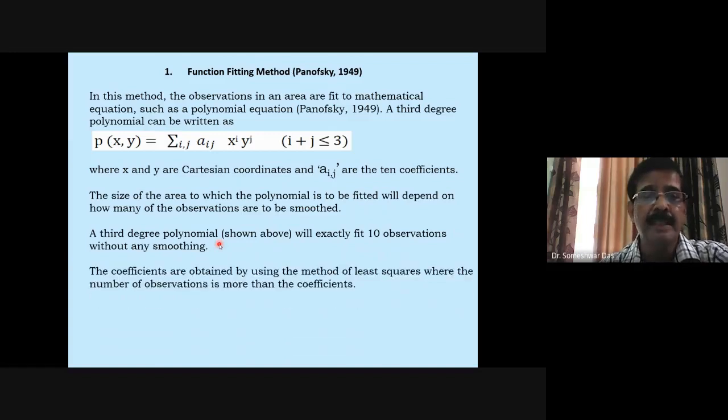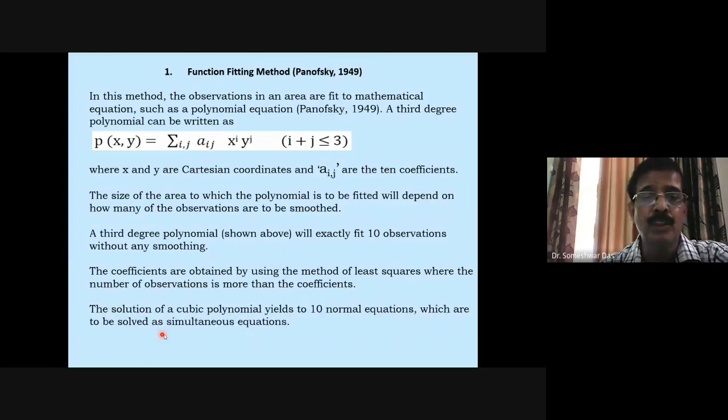Okay, the coefficients are obtained by using the method of least squares, where the number of observations is more than the coefficients. So if you have very few observations and a small grid size, say about 10 observations, then you can use a third degree polynomial like that. But you know that you have millions of observations, all kinds of observations. So we have to use a much better technique for interpolation.